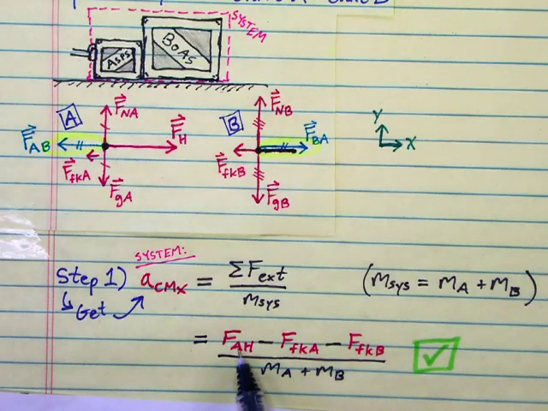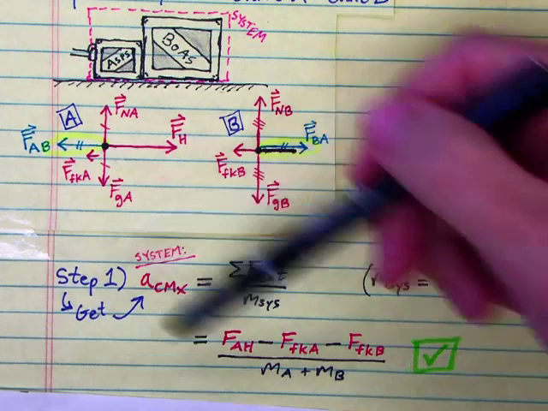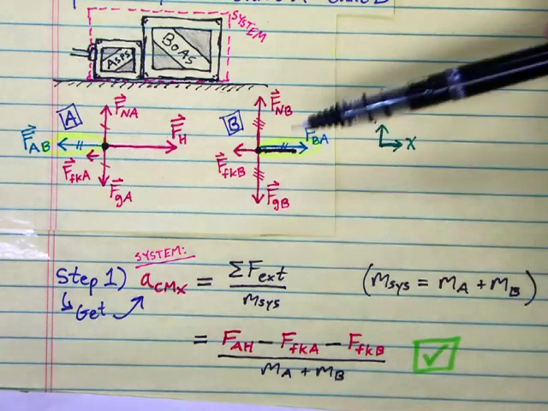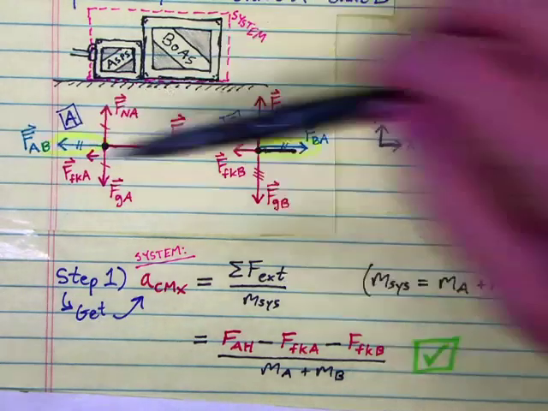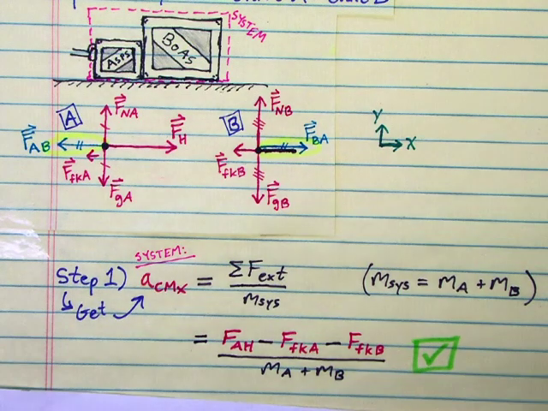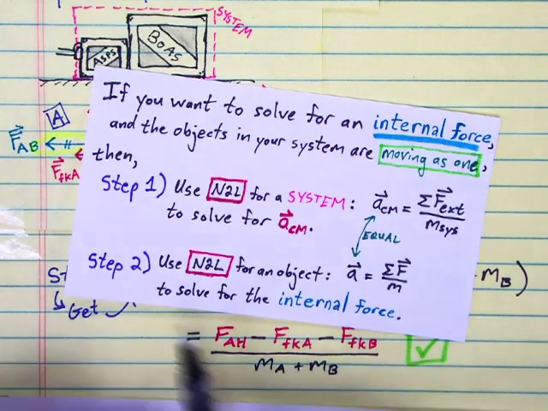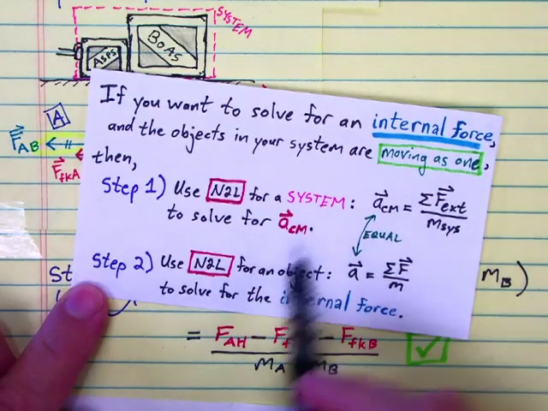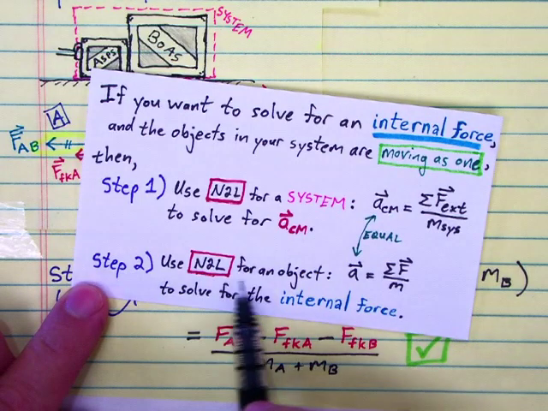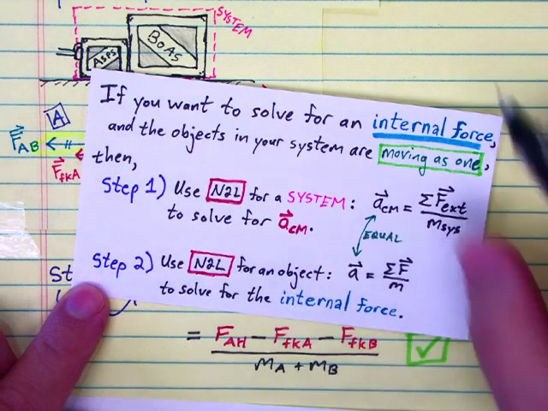This is given, and we know we can express those 2 forces of friction in terms of our givens. So right there, by using the systems approach, without worrying about this internal force at all, we have already solved for the acceleration of our system. That's step 1. Now, step 2, once you've solved for the acceleration of the center of mass, now use Newton's second law for a single object to solve for that internal force we want to find.